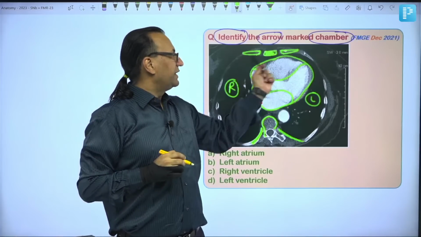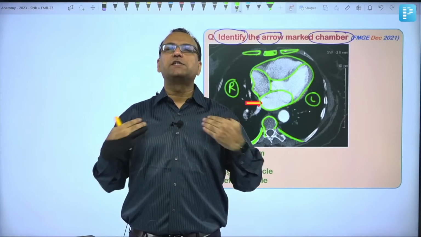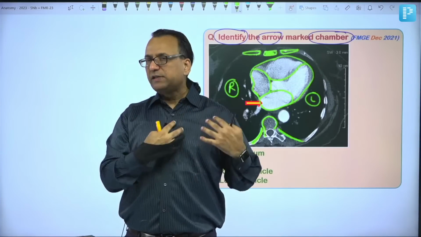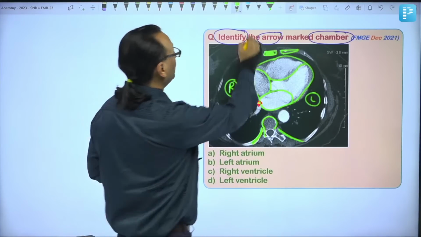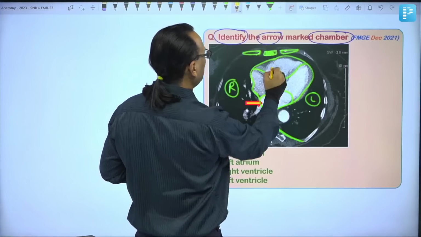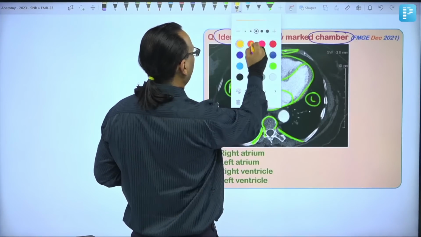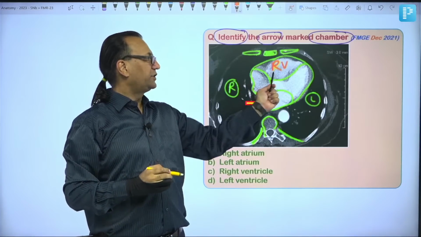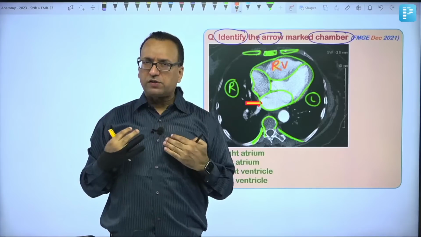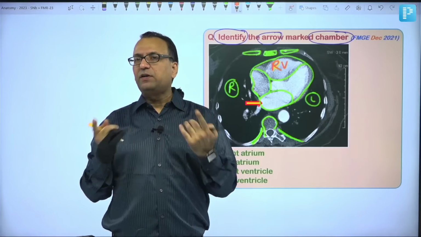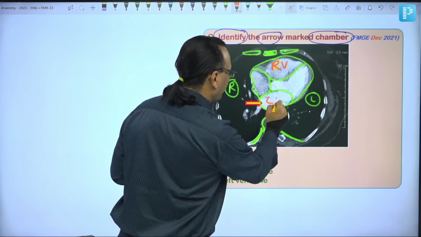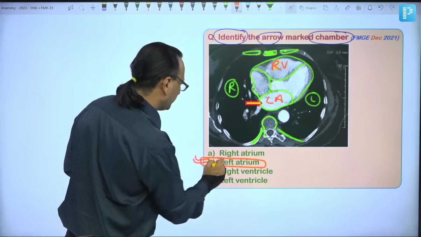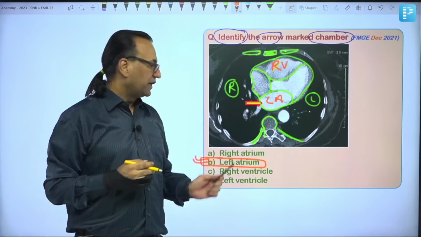The chamber which is towards the anterior side, the sternocostal surface of the heart, mostly it is right ventricle. So you can mention here that this is going to be the, let us take a darker color, the right ventricle. Now if it is right ventricle sternocostal surface, the chamber which is posterior most in the heart is left atrium. So this is the left atrium. In fact, the examiner is asking you for the left atrium only. Choice number B should be the answer, but not like this. I'll give you some more details.